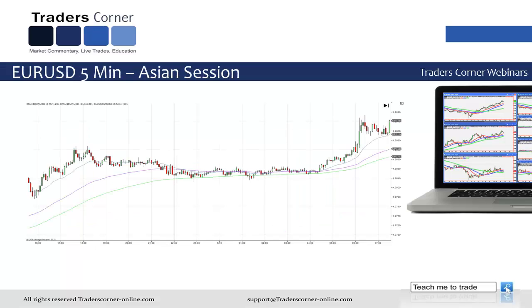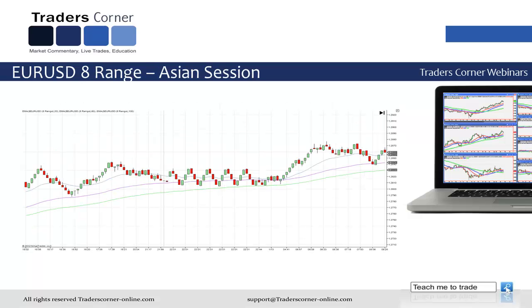So let's take a look at some examples of different range charts, just so you can see the difference here. This is the Asian session for a 5-minute chart. As you can see, it's very range bound, it's consolidating, it's not really doing all that much, and the price action is generally quite ugly.